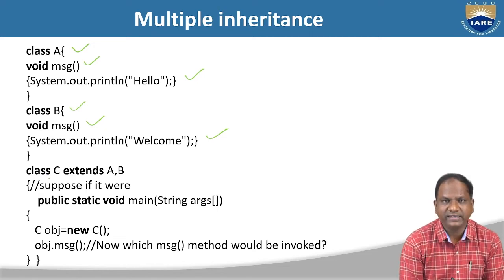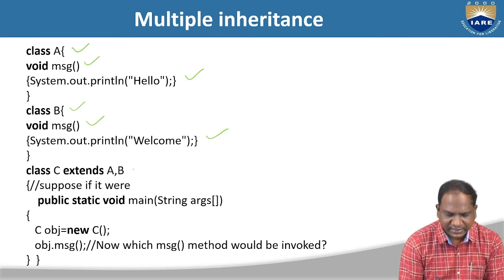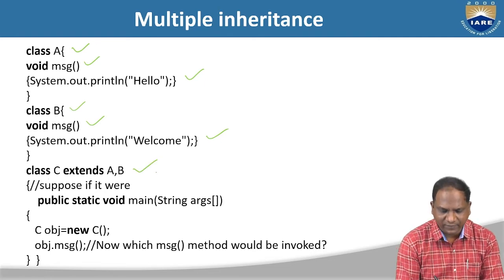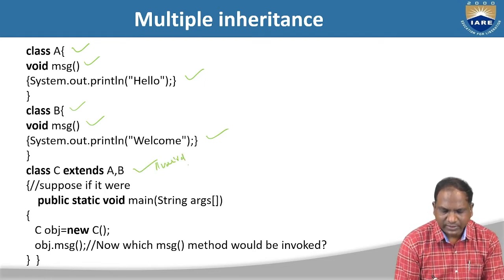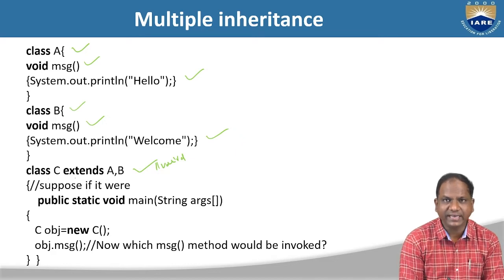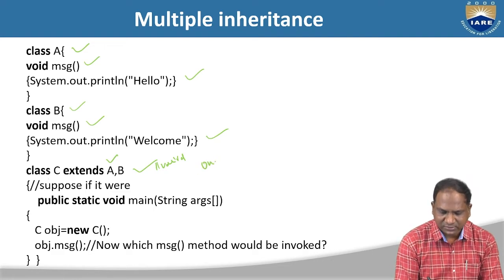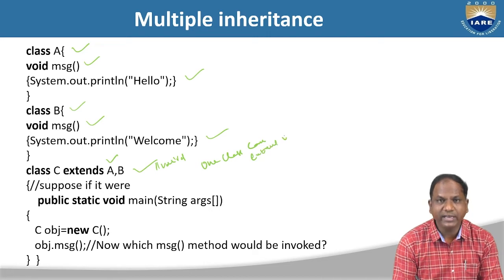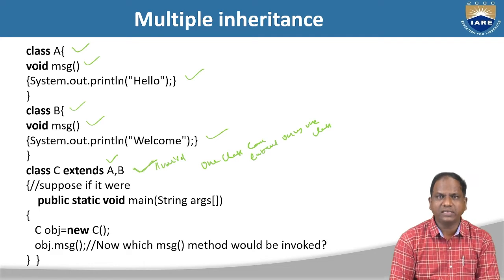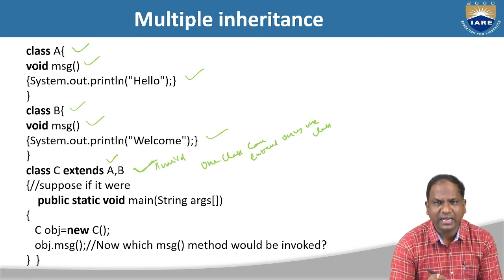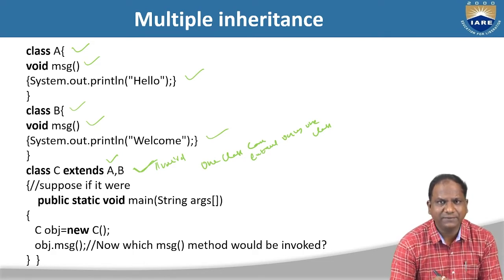Now in our example, class C extends A and B. It is not actually valid, because one class can extend only one class. But in our example, we are extending two classes. Assume that it is also valid, just for the sake of time.